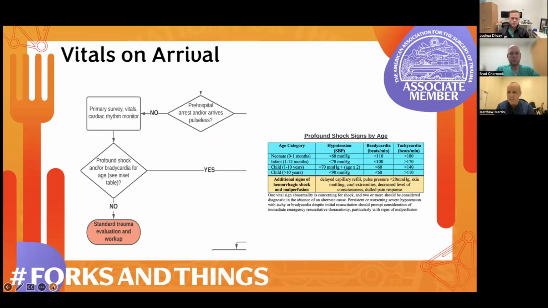You'll particularly see this in kids, and they'll usually manifest that peri-arrest status by going from severely tachycardic to bradycardic. If they go to severely bradycardic or profound shock, and we have that table of age group vital signs that indicate shock, then we would recommend performing an ED thoracotomy if indicated, rather than waiting until the patient arrests. If they do not have profound shock and/or bradycardia, then obviously it goes down to the standard trauma evaluation workup. And if they do, then it goes into assessing the area of body injured and whether it's reasonable to proceed with an ER thoracotomy.